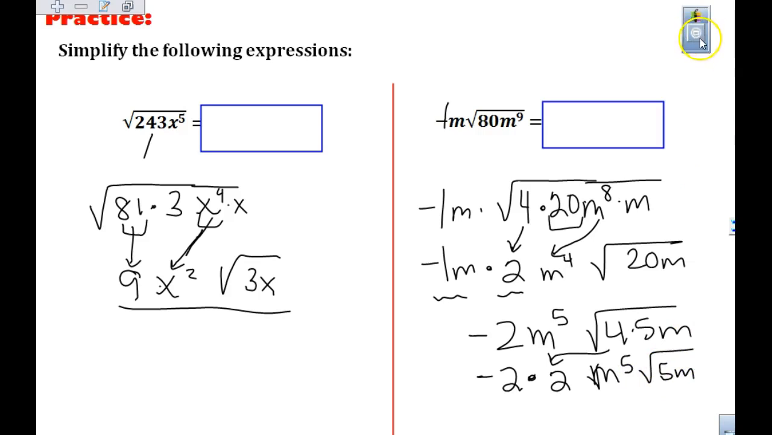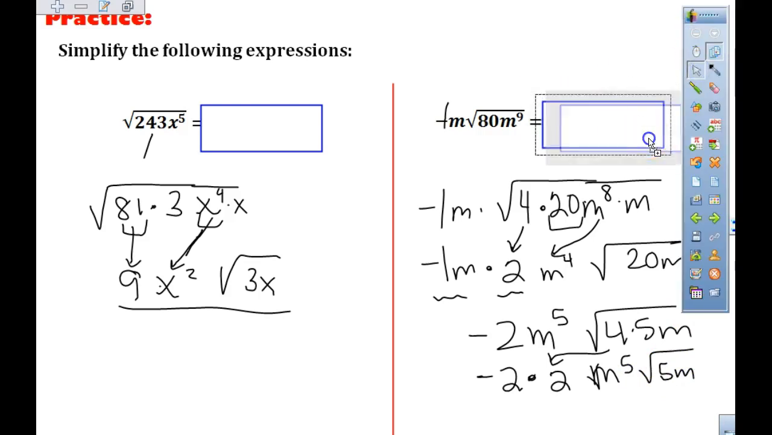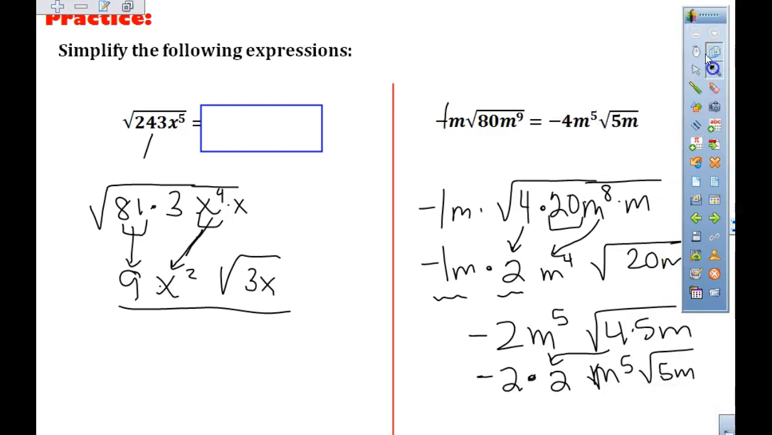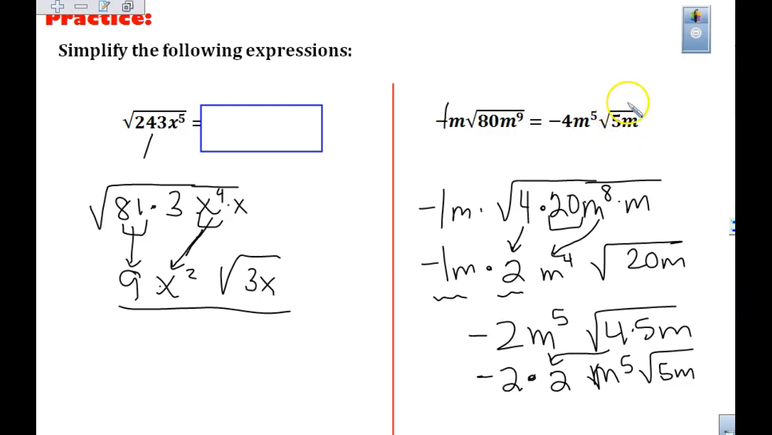So when I am looking at my answer to the problem, it should have been negative 4m to the 5th, square root of 5m. Some of you, when you start looking at this, might have gone right away with 16 times 5 times m to the 8th and m to the 1st, a much quicker problem to get there, right? Not as long a process.